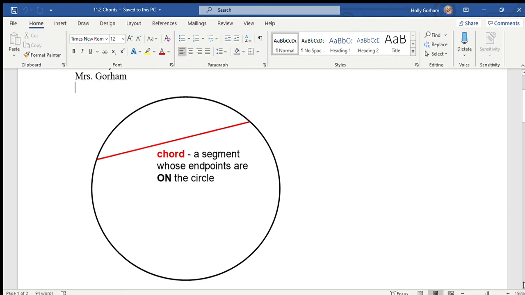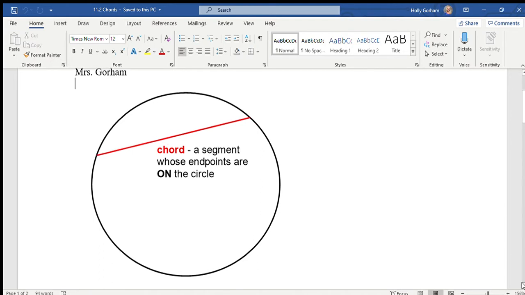In section 11.2, another part of a circle that you would need to know is a chord. C-H-O-R-D, not chord, but chord. A chord is a segment whose endpoints are on the circle. So you'll see that red segment there, that is a chord.